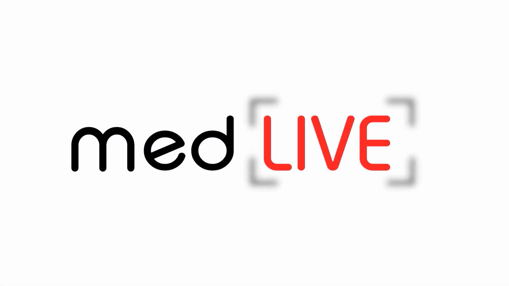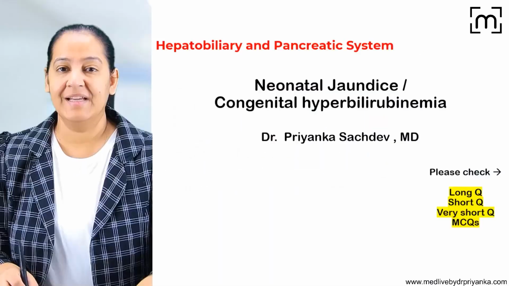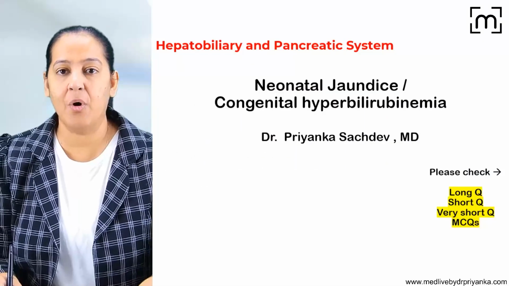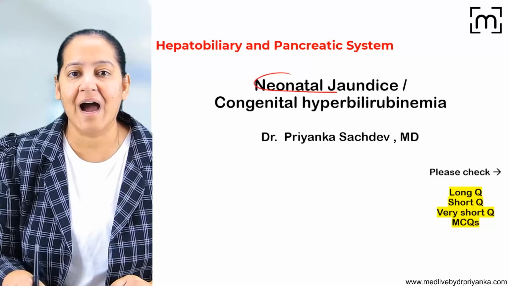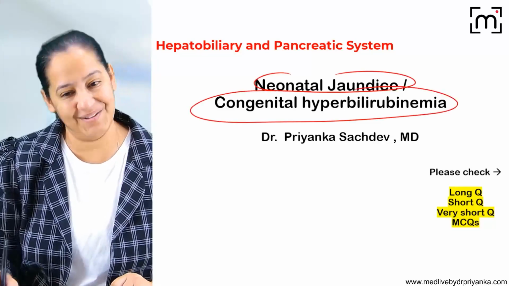So in your university exam, you get a short note on any one of them, of the 5, but rarely you can get a long question. If you're getting a long question, you have to write down all 5. So let's start it. Here you can see neonatal jaundice, also known as congenital hyperbilirubinemia.